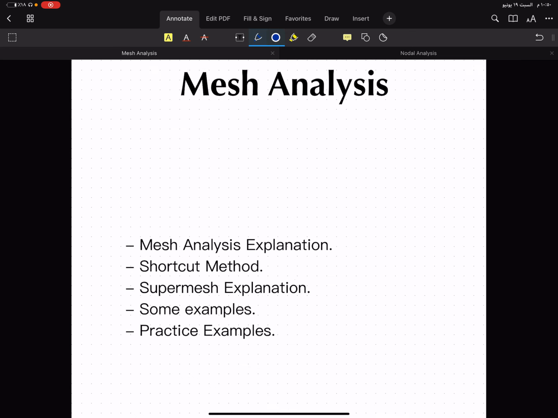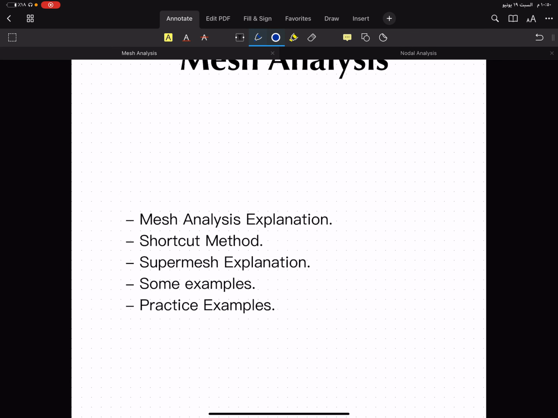So today we'll talk about the mesh analysis explanation. Then I will give you a shortcut method that I believe can make mesh analysis even faster. Then we will move on to the supermesh. Supermesh also is important, as we had the supernode. Also there is a supermesh, and of course we will solve some examples.